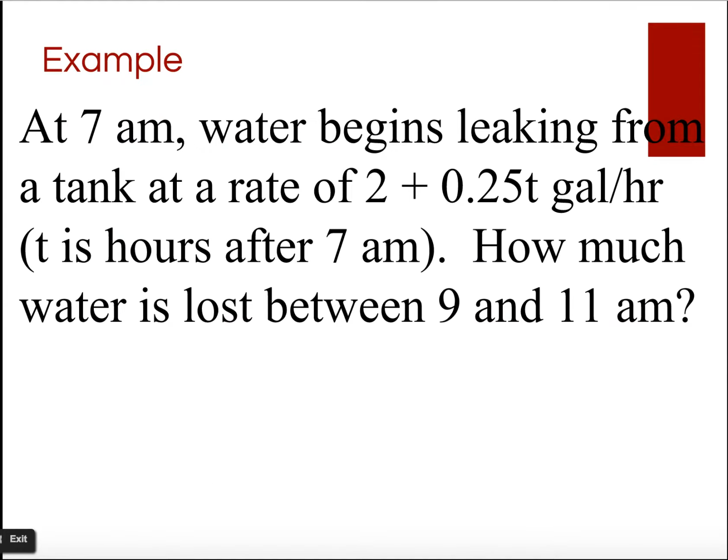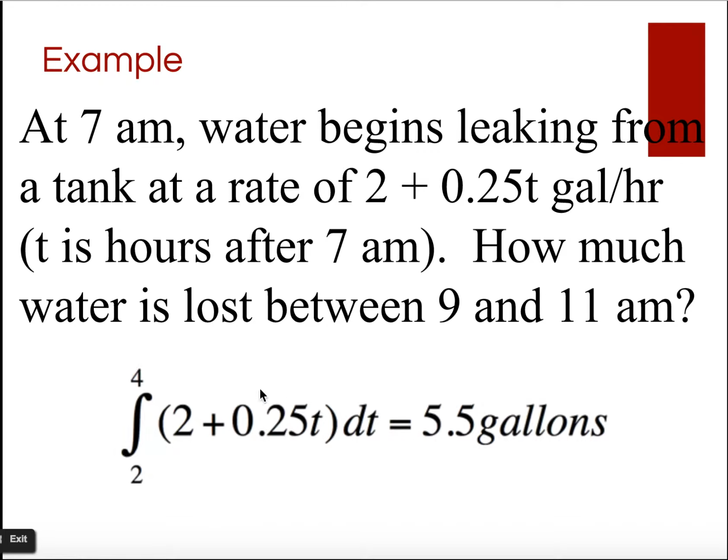So for example, at 7 a.m., water begins leaking from a tank at a rate of 2 plus 0.25t gallons per hour. T is hours after 7 a.m. How much water is lost between 9 and 11 a.m.? Because this is a rate of change in gallons per hour, we're just going to do the integral of that. And remember, t is hours after 7 a.m., so 9 a.m. is 2 hours and 11 a.m. is 4 hours after 7 a.m. So we have to do the integral from 2 to 4 of our rate of change, and we have lost 5.5 gallons over those 2 hours. And so this was the integral of a rate of change, and the total change in the amount of water was 5.5 gallons.